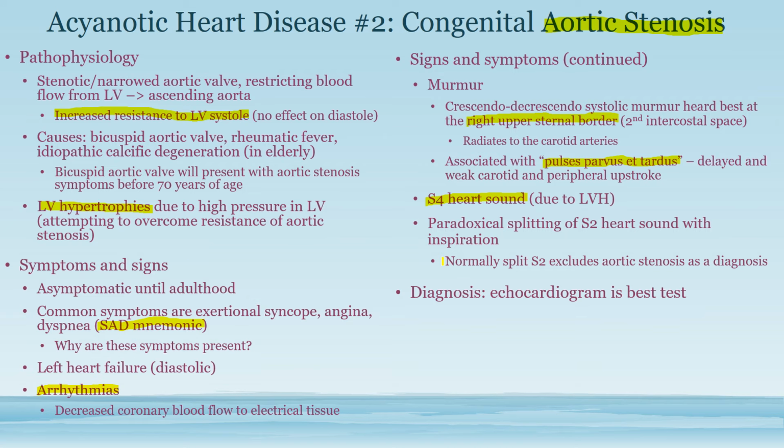And another key thing here is that if you have a normally split S2 with the P2 closing second and the A2 closing first, that means that aortic stenosis is not a diagnosis. You can exclude it. So remember, normally the P2 takes longer to close in inspiration than the A2. So if that happens, you definitely don't have aortic stenosis.